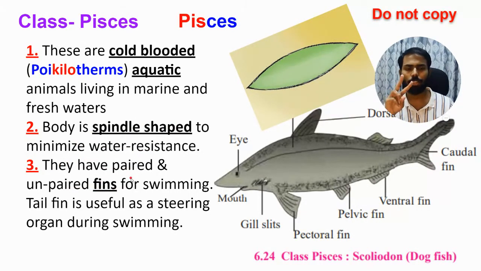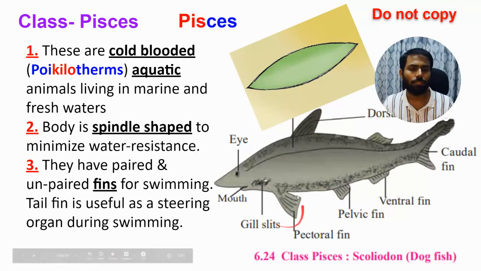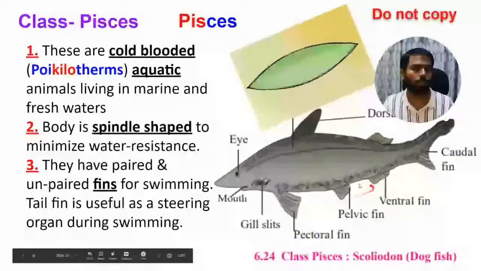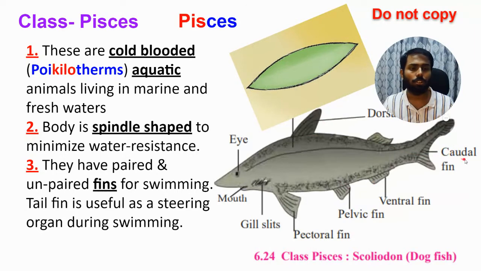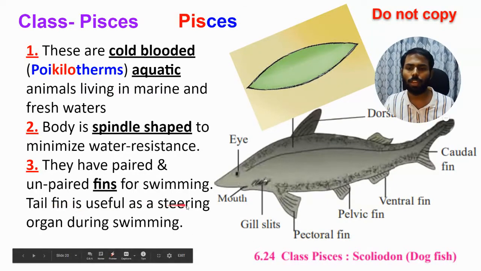Paired means two together, unpaired means only one fin. Okay, just one fin. What does fin mean? Here you can see the feather-like things sticking out on the sides, those are called fins. Okay, here you can see pectoral fin, pelvic fin, ventral fin, dorsal fin, caudal fin, etc. So all these fins are like feathers or wings, which help them to swim inside water. Okay, tail fin is useful as a steering organ during swimming.